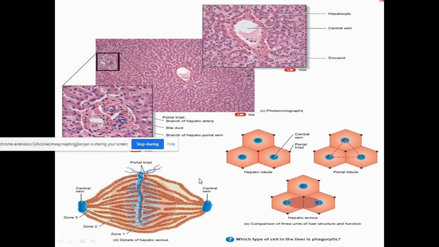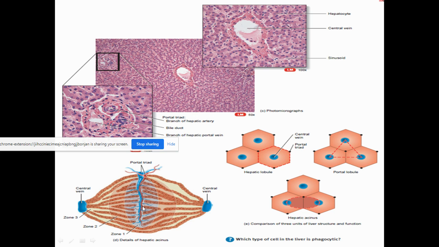You have three zones: zone 1, zone 2, and zone 3. You can see how they are connected. Here it is like a hexagon in the first theory. In the second theory, it is like a triangle. In this one, it is like an acinus, a curved structure connecting the two central veins and the portal triad. See how it is connecting.